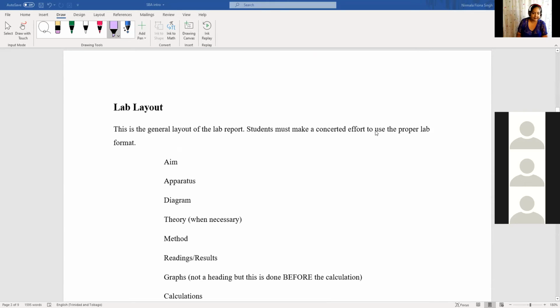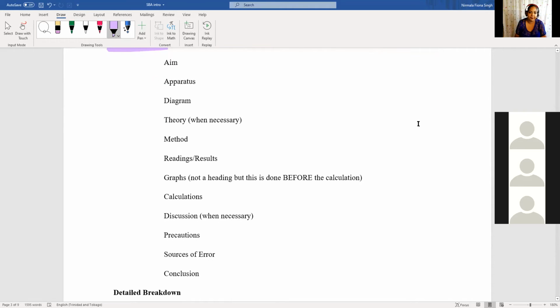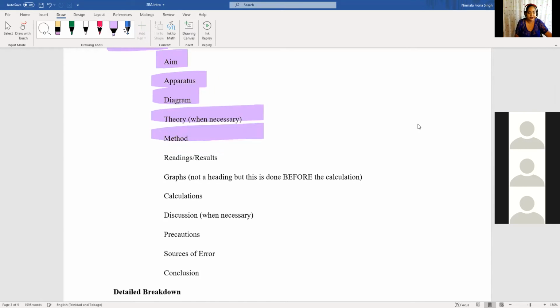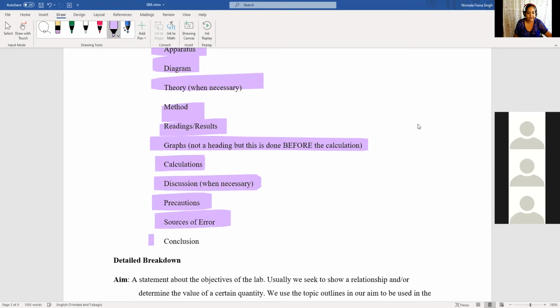Lab layout. This is the lab layout that you all have to follow for every single lab. Yes, I will put it up on the board every time we are doing a lab. So you're just playing the fool if you don't follow the proper lab report layout, considering I even put it on the board for you. So we have aim, apparatus, diagram, theory, method, reading, results, graph. This is not a heading, but this is always done before your calculations, discussions when necessary, precaution, source of error, and conclusion.